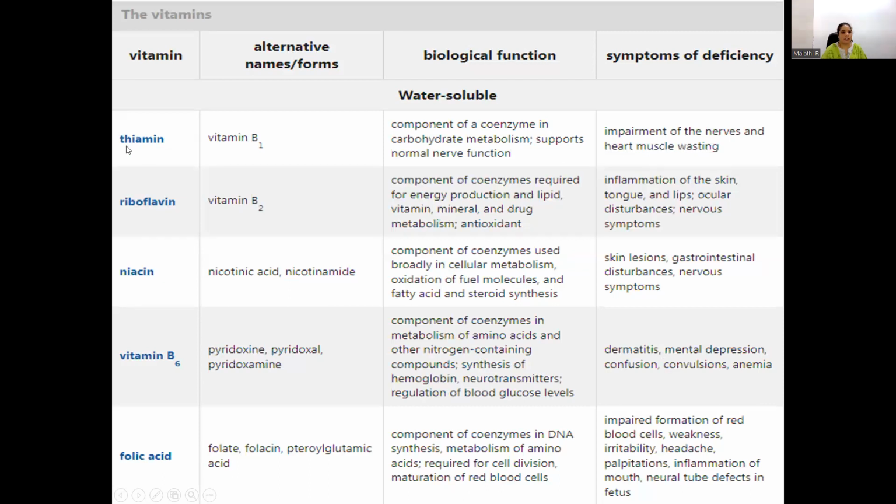So let us now start with thiamine. Thiamine is also called vitamin B1. The most important biological function of vitamin B1 is that it is present as a component of enzymes which are used in carbohydrate metabolism. And of course, it will support normal nerve function. In case enough thiamine is not present, it will impair the nervous and heart muscle function. So it will impair the nerves as well as the heart muscle. It leads to a muscle wasting disorder.